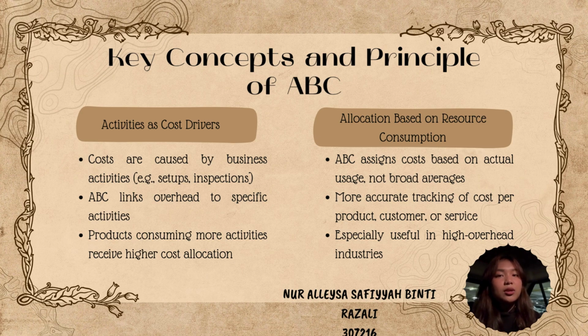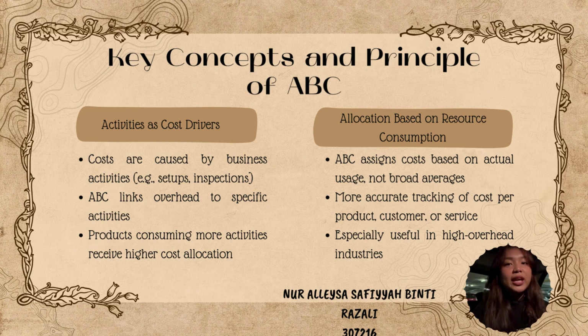Instead of just spreading costs based on labor hours, ABC assigns costs based on how much of each activity a product or service consumes. So if product A requires 10 setups and product B only 2, product A will receive a higher portion of the setup cost because it truly drives more cost.